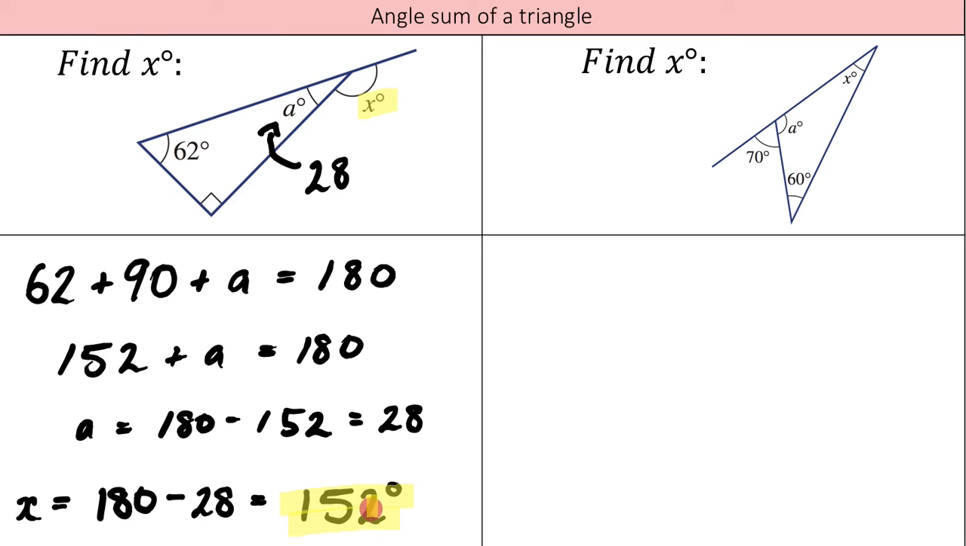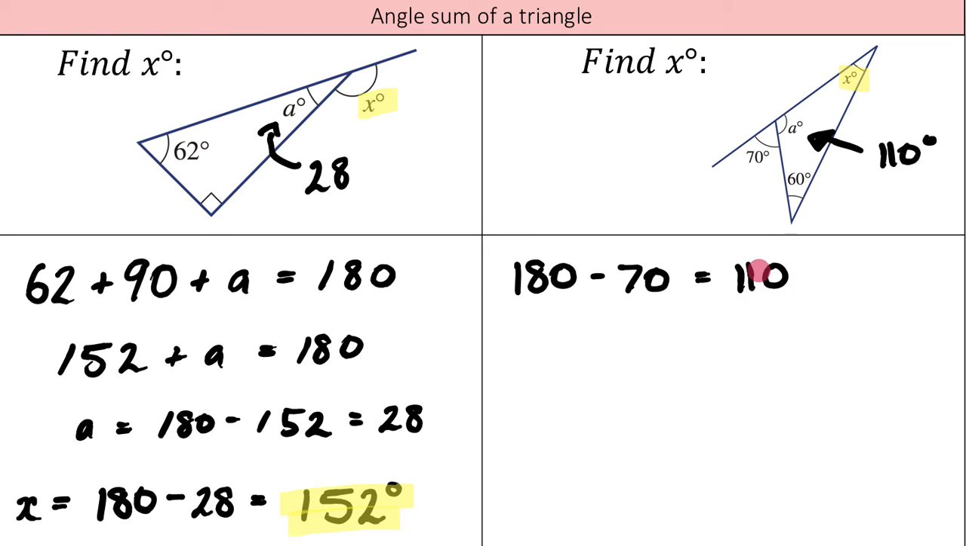Okay, let's finish this off with our last example right here, and then you can get into some work. This time is a little different. We have to find X this time, which is over here. How are we going to do this? The first thing I would do is identify what my A is. If this is 70 degrees, this side is going to be 110 degrees, because a straight line is 180. 180 minus 70 is 110.